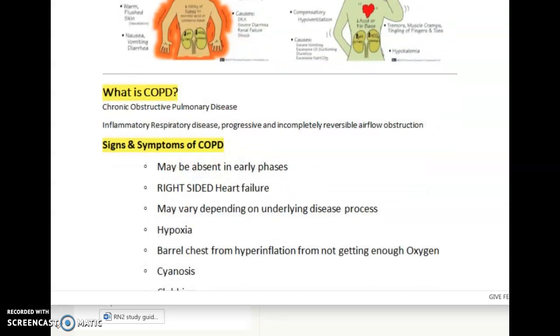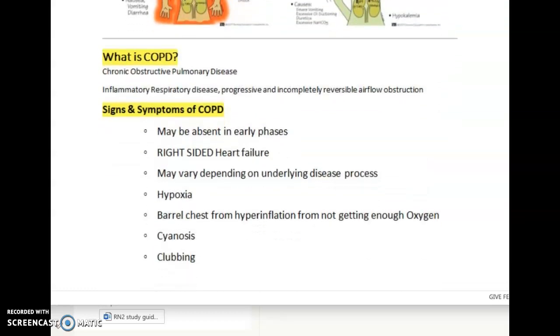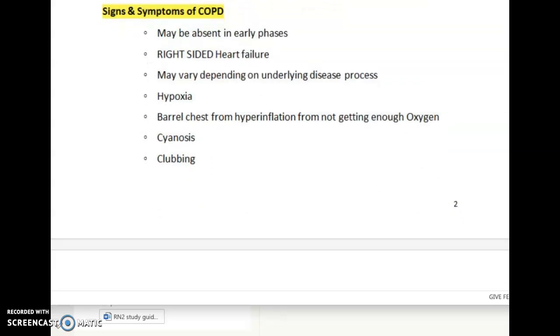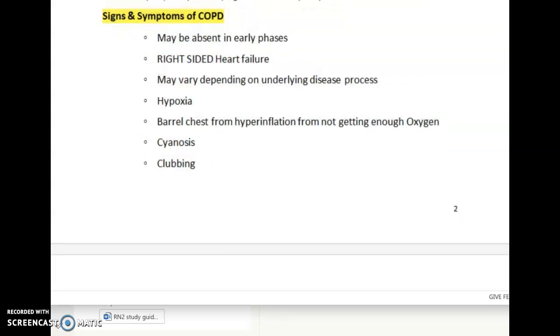COPD, also known as chronic obstructive pulmonary disease. It's an inflammatory respiratory disease, progressive and incompletely reversible airflow obstruction. Signs and symptoms of COPD. It can be absent in early phases and you may not know it. The big thing with this is it's a sign of right-sided heart failure.